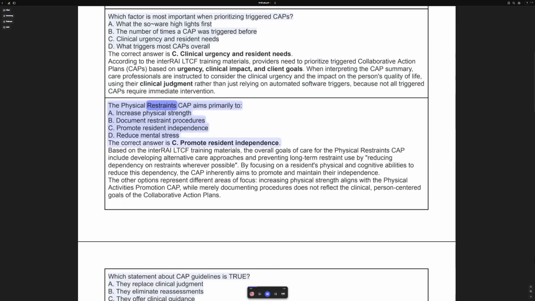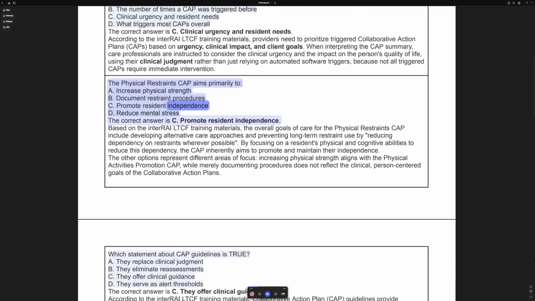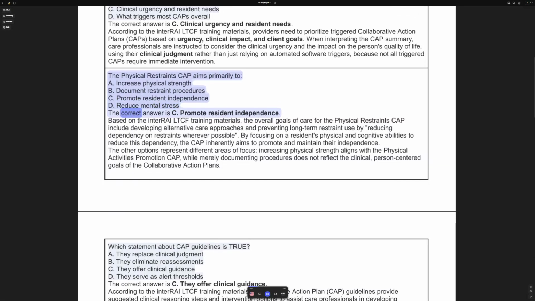The physical restraints CAP aims primarily to A. Increase physical strength. B. Document restraint procedures. C. Promote resident independence. D. Reduce mental stress. The correct answer is C.